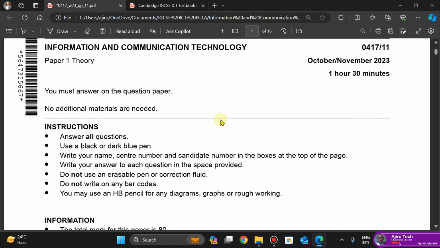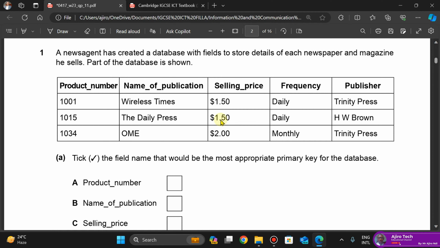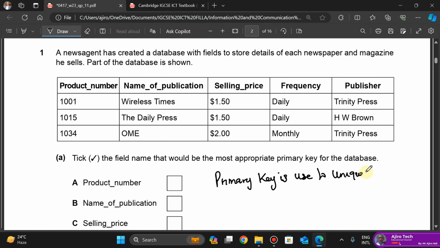All right, so let's scroll down. Now, when we talk about the primary key, what is a primary key? A primary key here is used to uniquely identify a record. That's what they are.